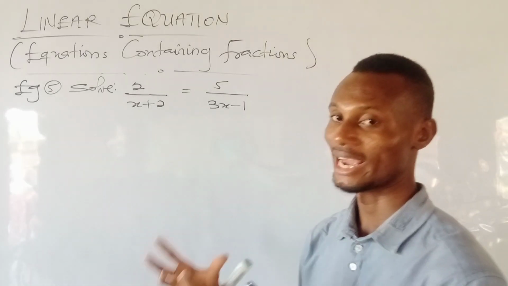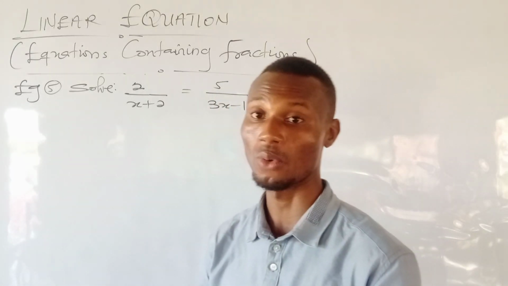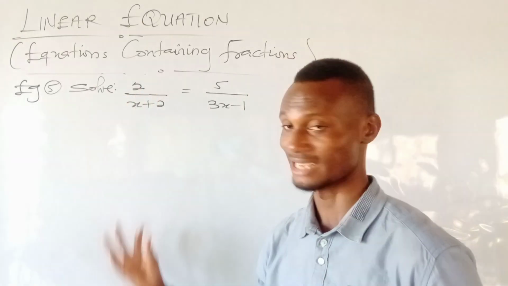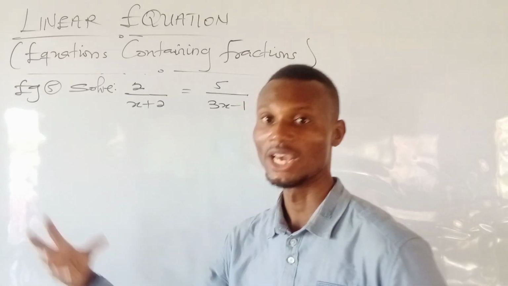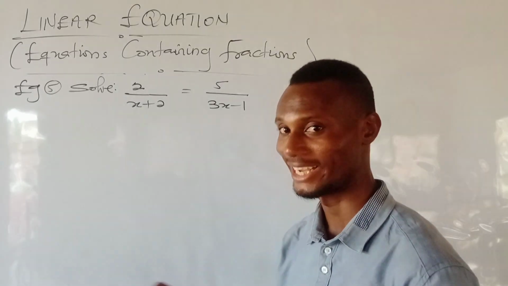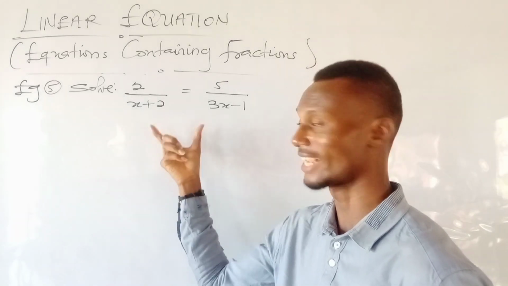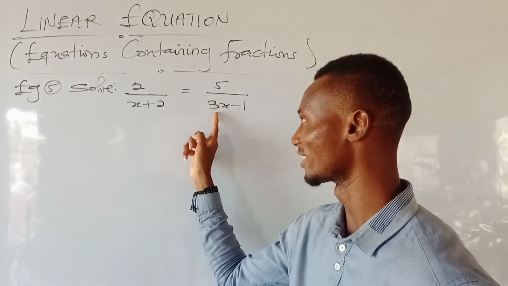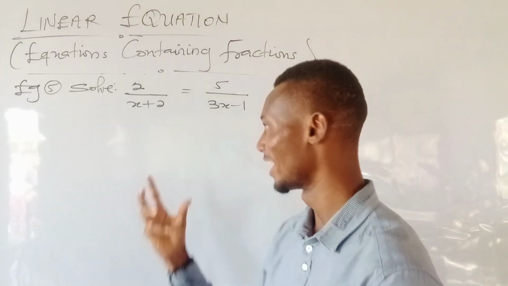I want to solve this type with you so that in case you come across it anywhere, you know how to handle it. It's still an equation that contains fractions, so we have to multiply through by the LCM. Just that the denominators that we use to find the LCM are not numbers but expressions. This one is s plus 2 and this one is 3s minus 1. So we have to find the LCM for it and solve the question.